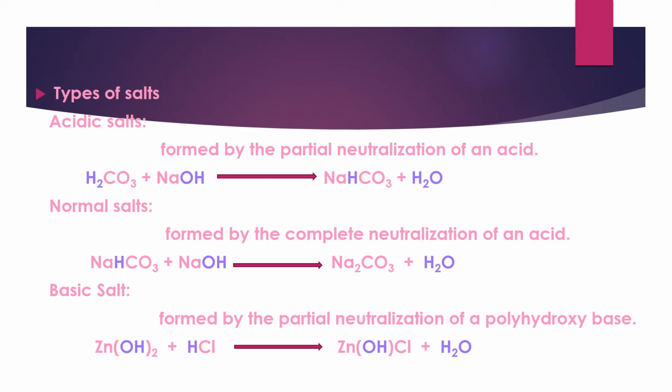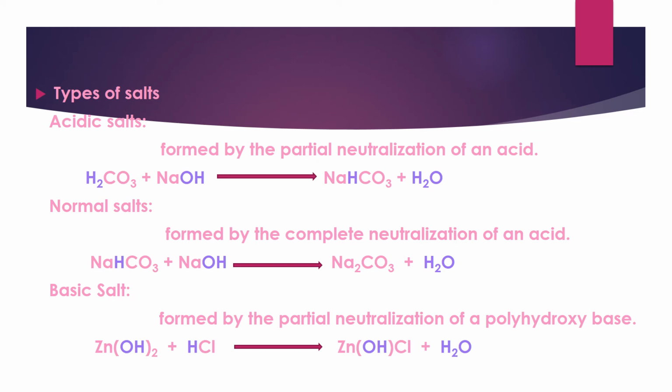Just like in carbonic acid and sodium hydroxide, when these two react together, this sodium metal replaces only one hydrogen atom from the carbonic acid, and the result is that sodium hydrogen carbonate salt is formed. In this sodium hydrogen carbonate, you can see that one hydrogen is still present. This shows the partial neutralization of the hydrogen atoms from the carbonic acid, and when a salt is formed by the partial neutralization of the acid, such types of salts are called acidic salts.